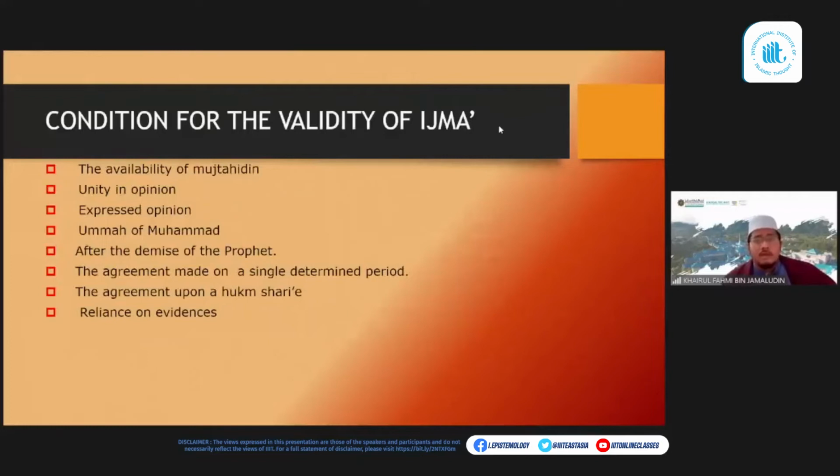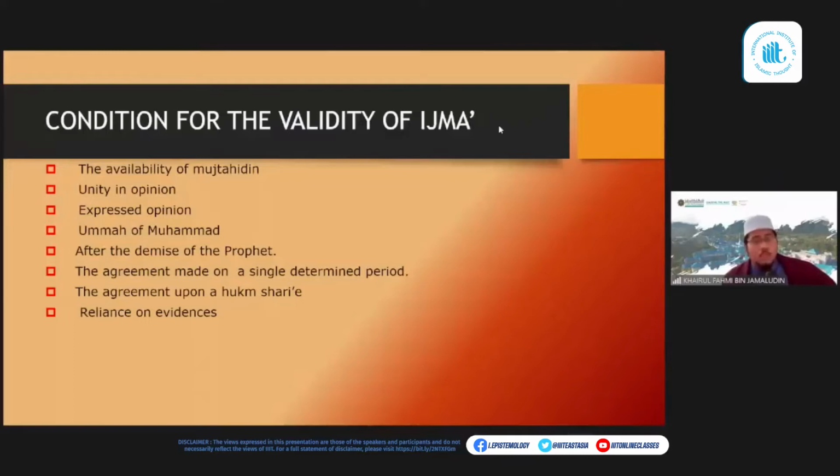Let's see next. Conditions for the validity of ijma. So what are the conditions, the shurut, that make an ijma valid? Firstly, the availability of mujtahidun. Because ijma must be made by mujtahid, not by the muqallid or even muttabi'.